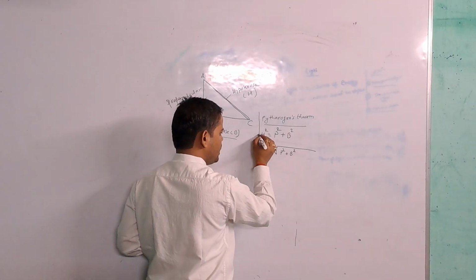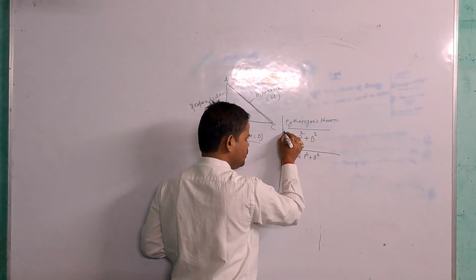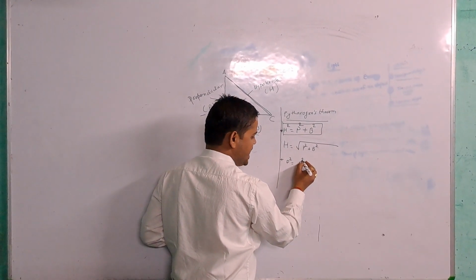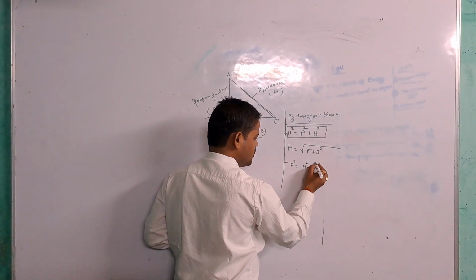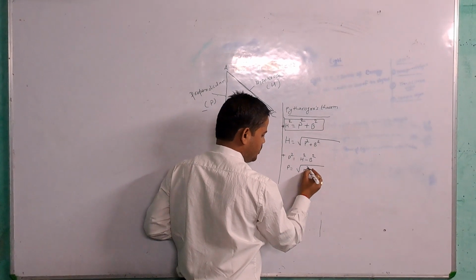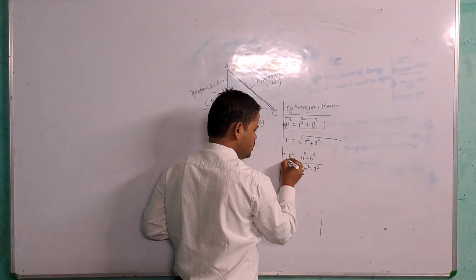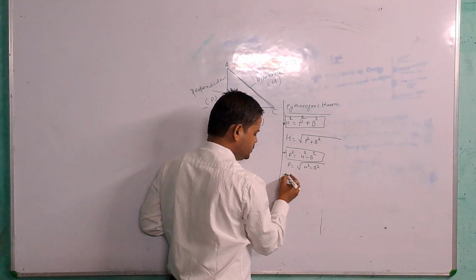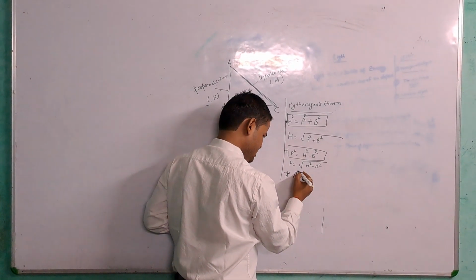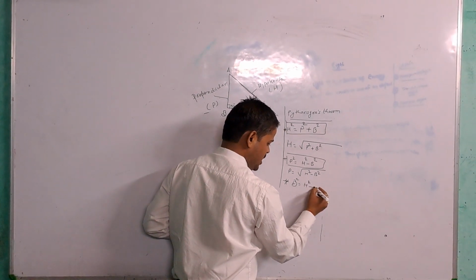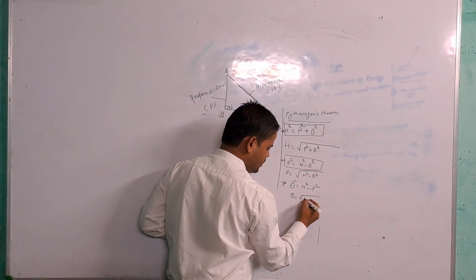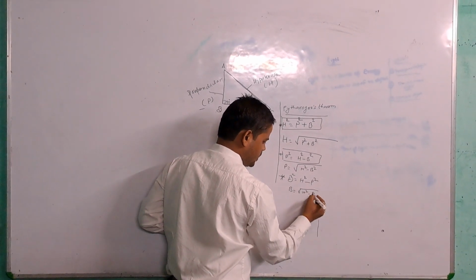If you want to find the value of p, then you always consider h square minus b square. So the exact value of p is under root h square minus b square. And how do we find the value of b? You always consider h square minus p square, and the value of b is equal to under root h square minus p square.